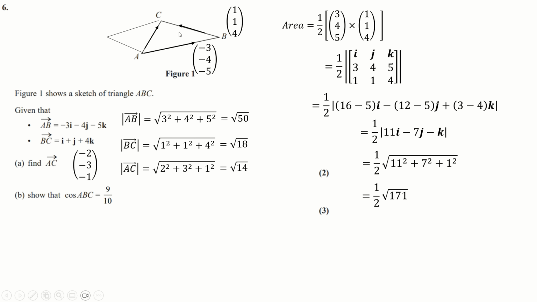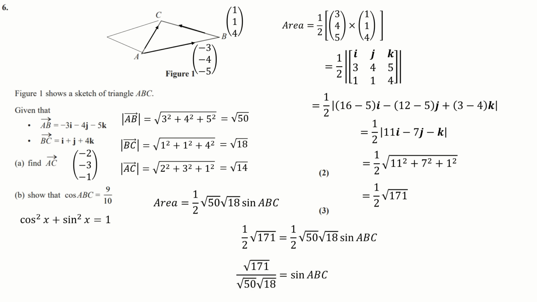But of course, the area of the triangle is also half AB sine C. And of course, I'll use this as my A, which is this one, and this is my C, which is this one. So, okay, I can set these two things equal to each other. The halves cancel, divide by the surds. You get sine is this thing here.